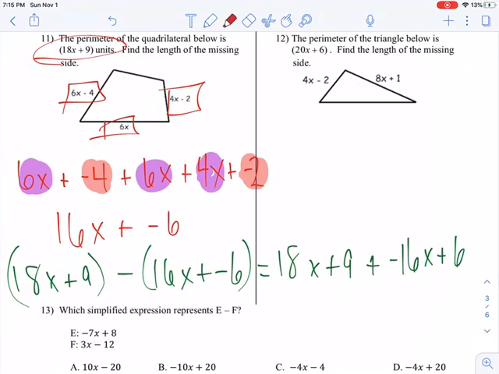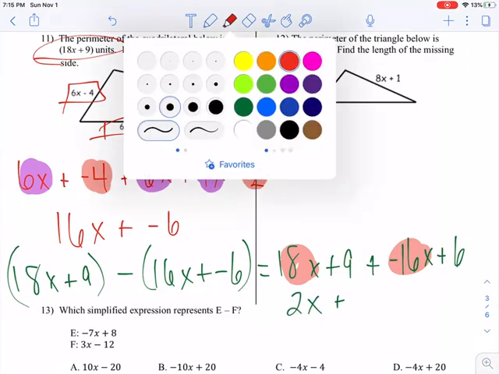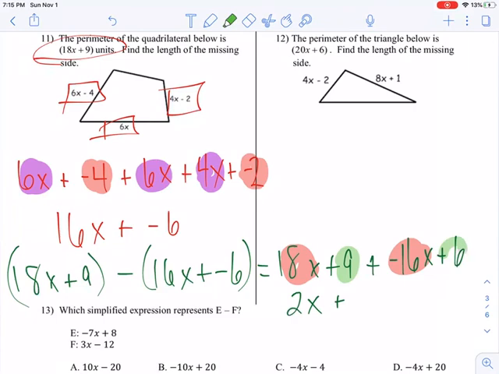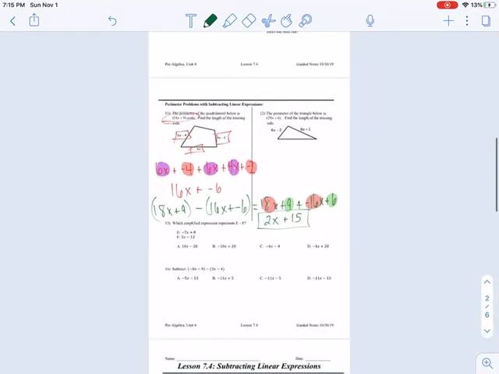So when you add up the two x's, you get 2x. And when you add up the constants, you get 15. So the missing side would be 2x plus 15. Okay, there's some other examples there that you can work on.